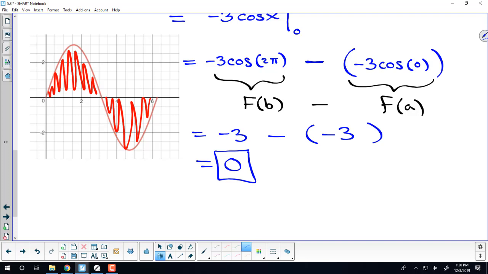And maybe looking at it visually is not enough to say that the area above and below are exactly the same. I don't think that's 100% clear from the graph itself. But what we're saying is, through this work, we know that this area above and below are exactly the same.